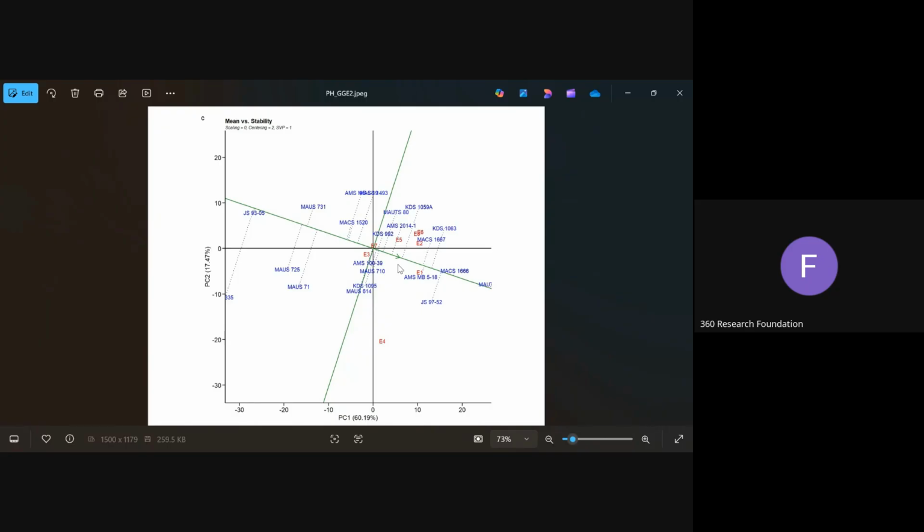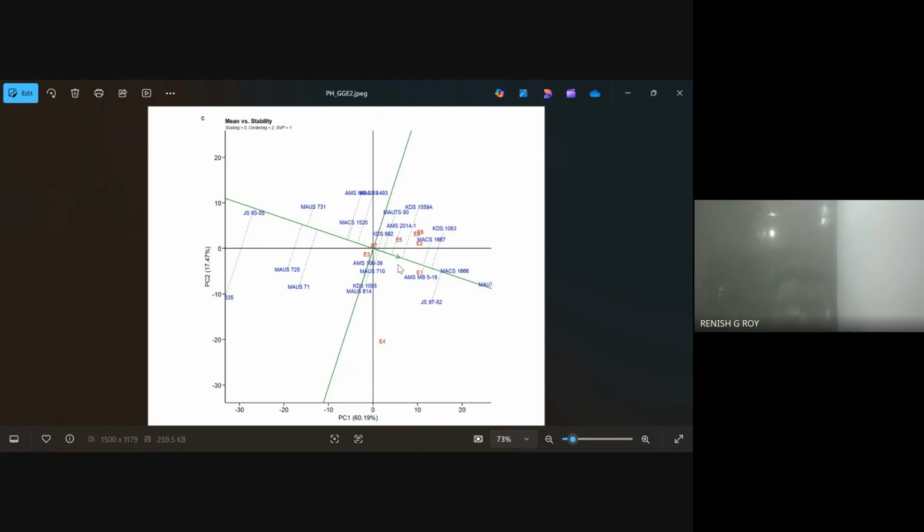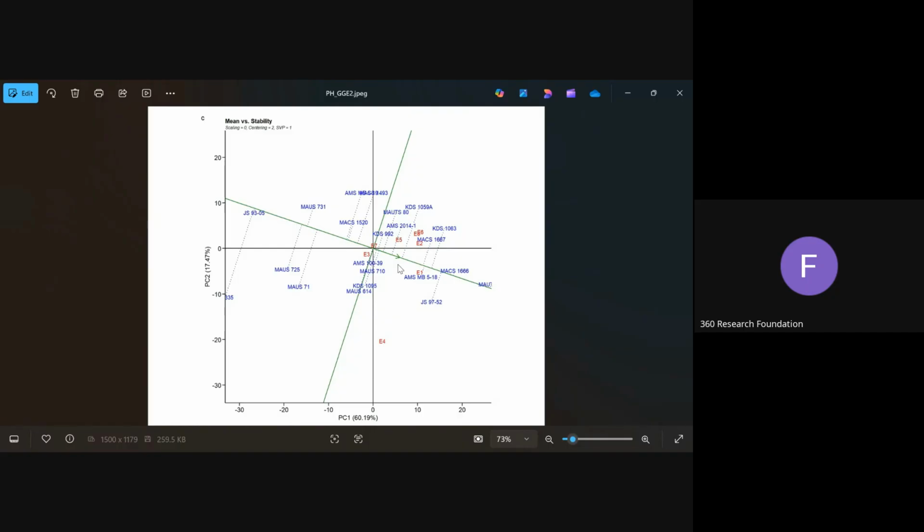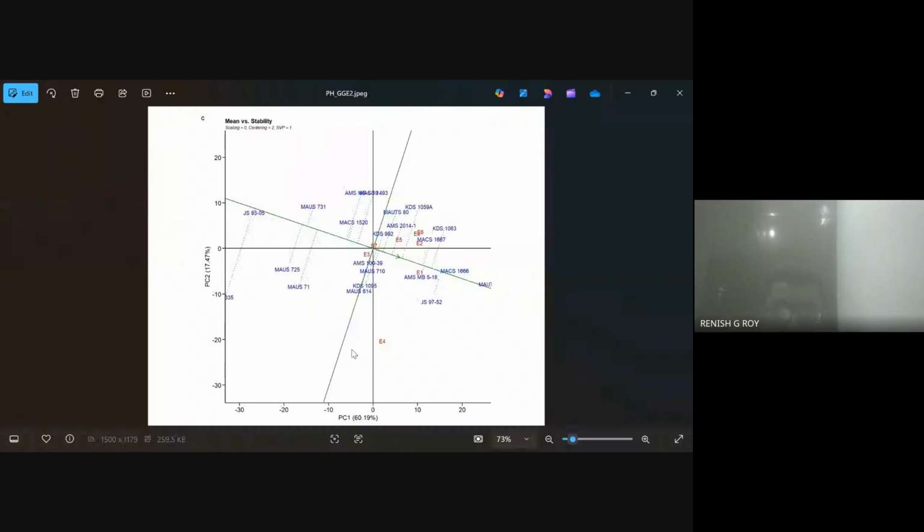Clear? Sir, repeat this time. So whatever the green lines are there, this cross mark is nothing but the average environment axis. As the name itself indicates, average, this axis will rank the genotypes on the basis of their mean performance. Right? Yes, sir.